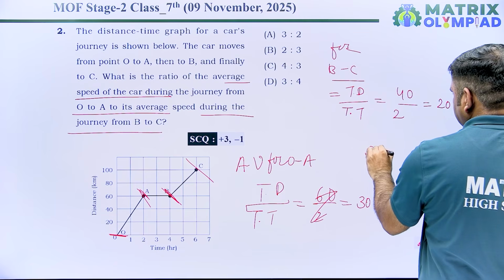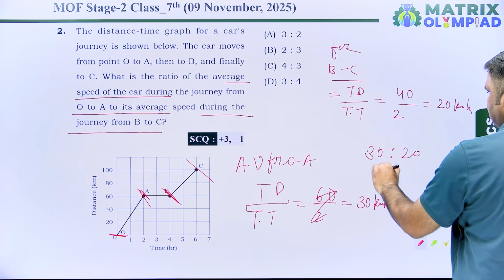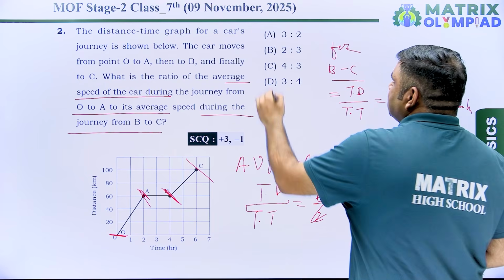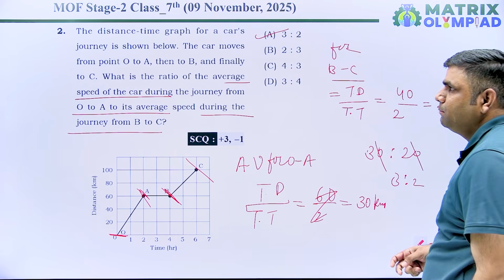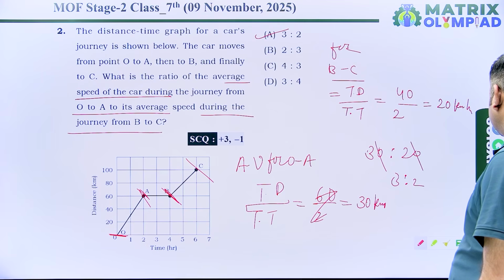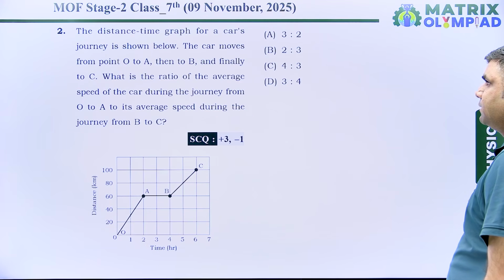So the ratio will be 30:20. So the correct option will be 3:2. So our correct answer will be option number A for question number 2. Let's move to the next question, that is question number 3.